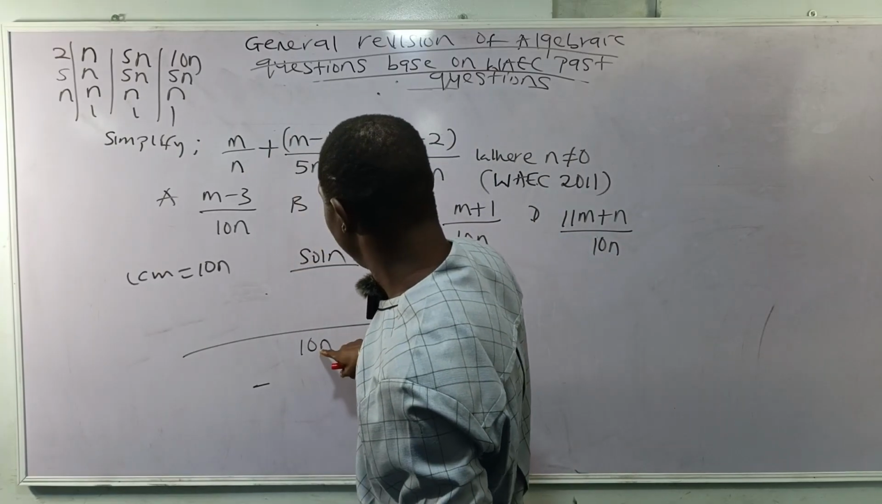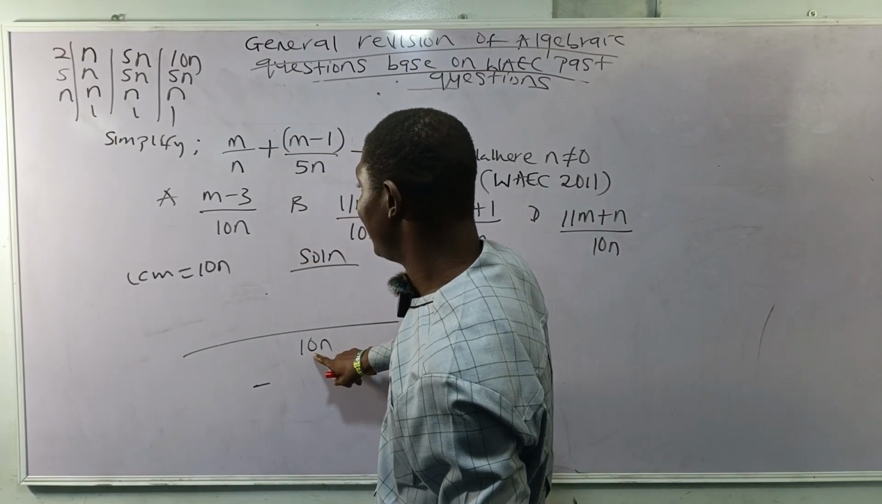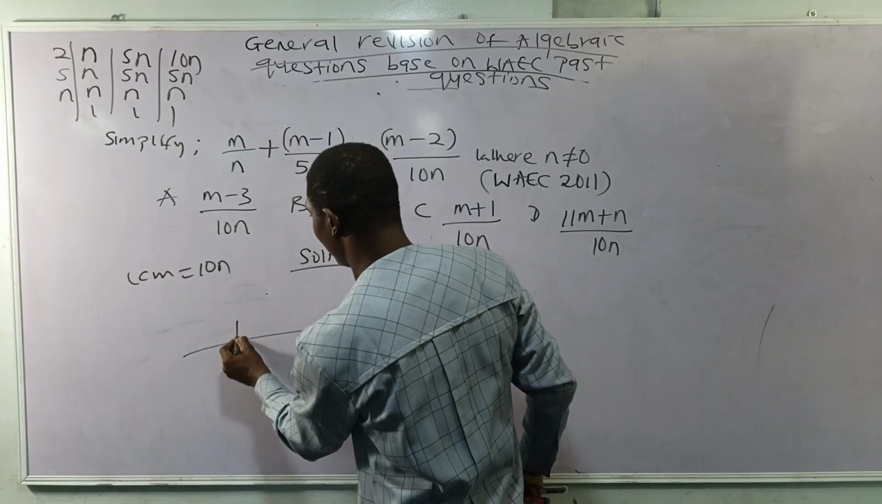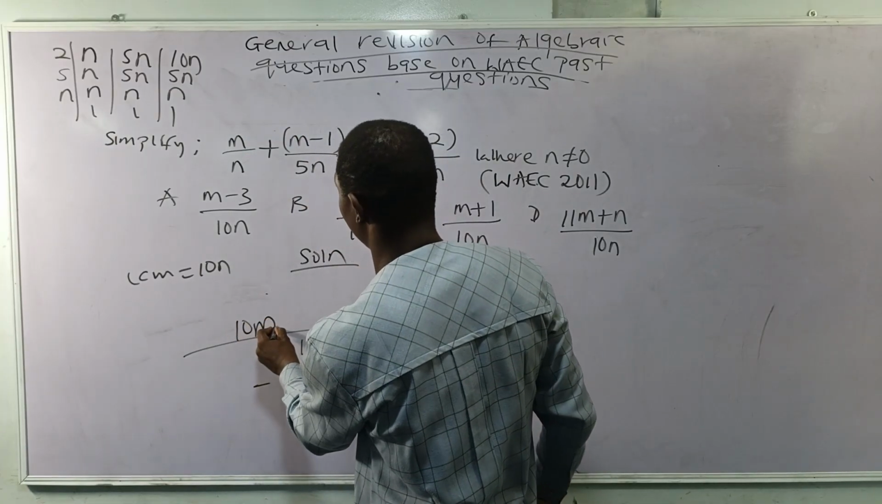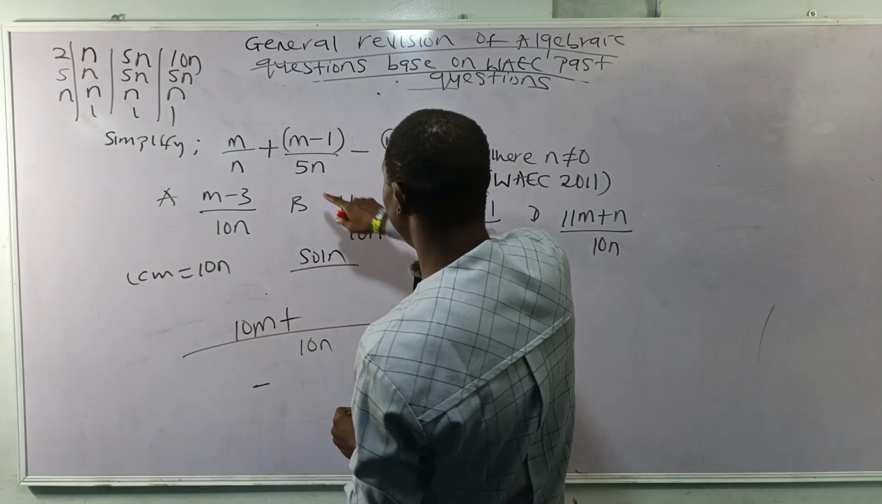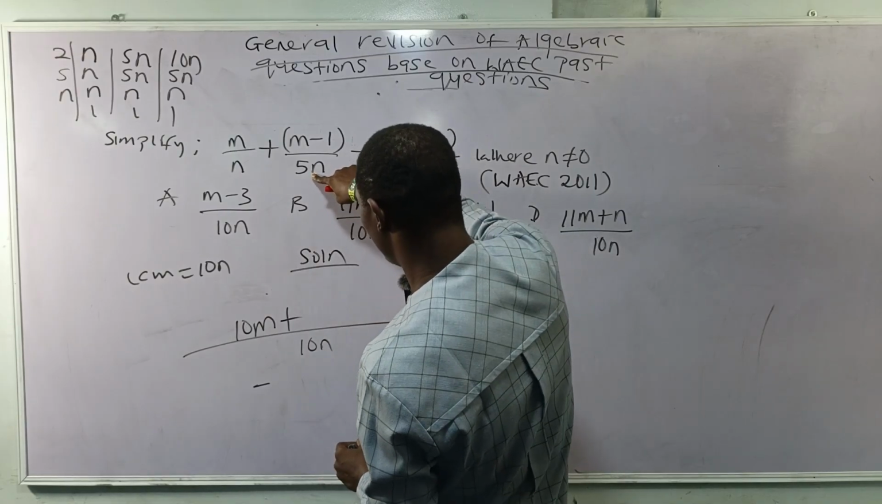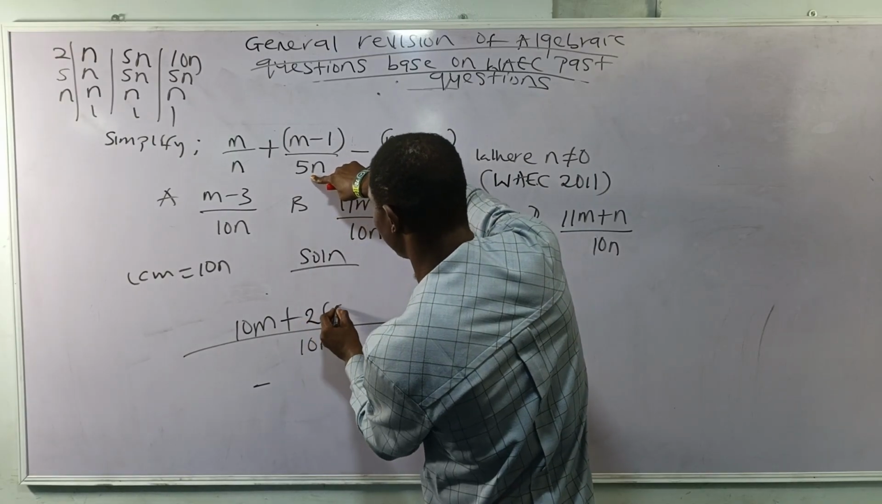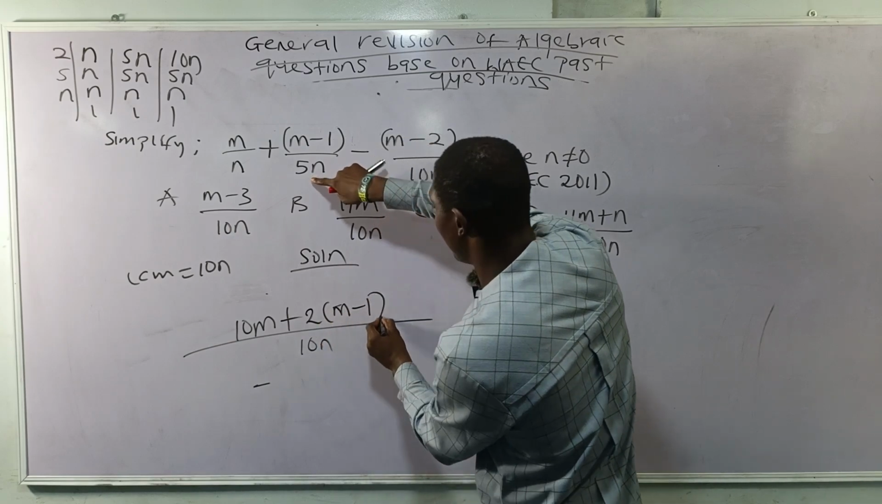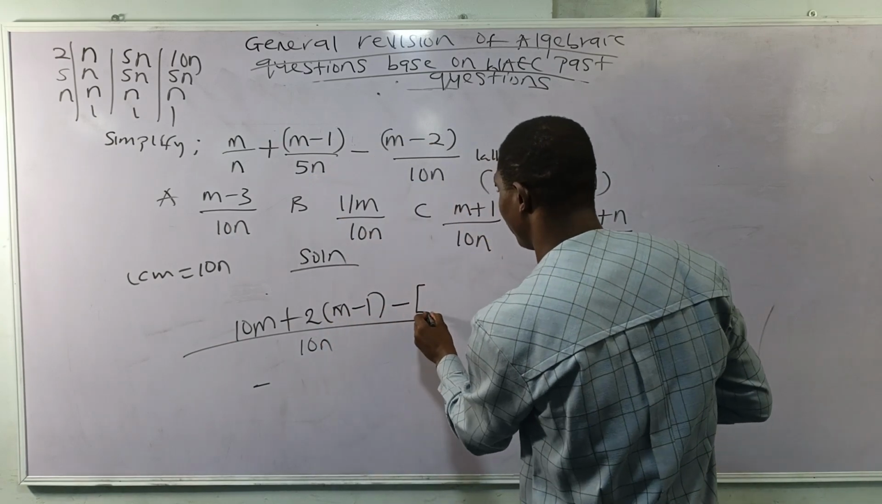If n is divided by 10n, I'll have what? 10. And 10 times m will give me what? 10m. Put my plus sign. If 10n is divided by 5n, I'll have what? 2. So I have 2 brackets m minus 1. Minus, use a square bracket.